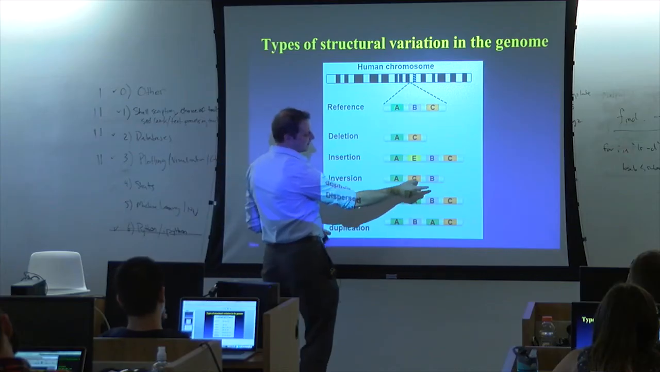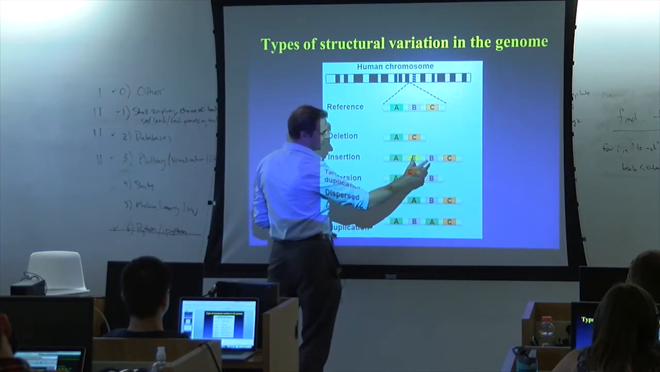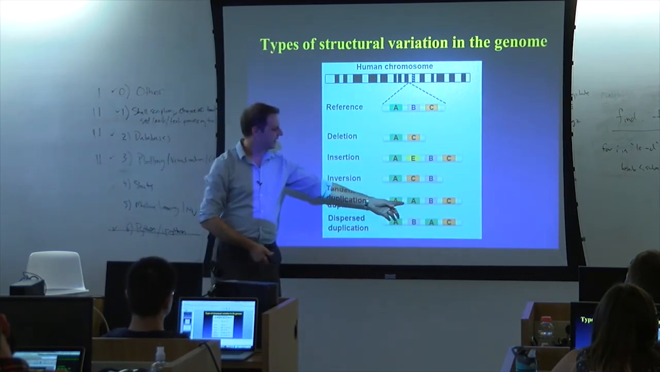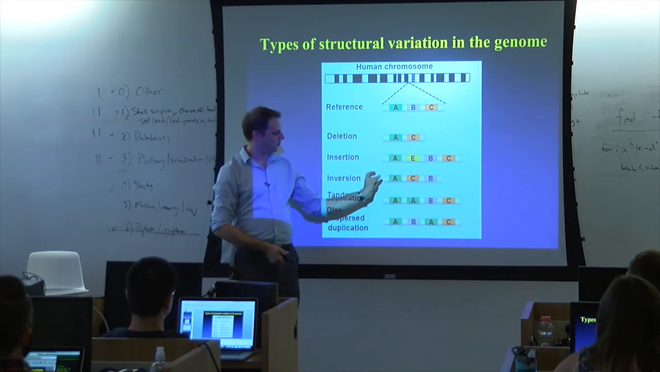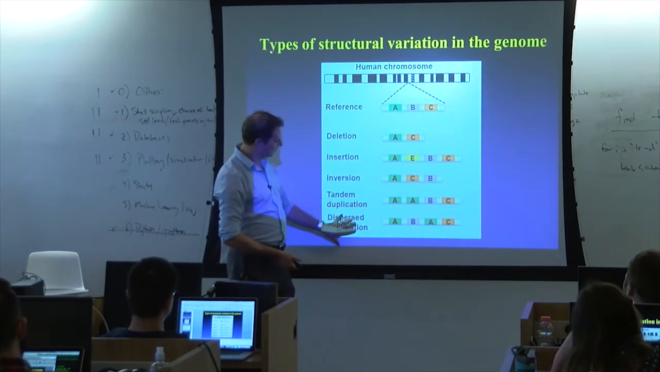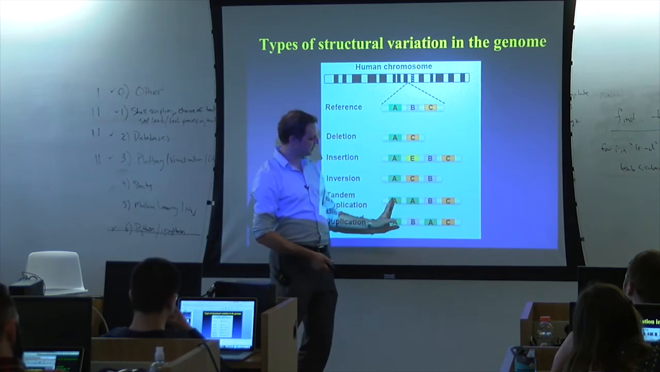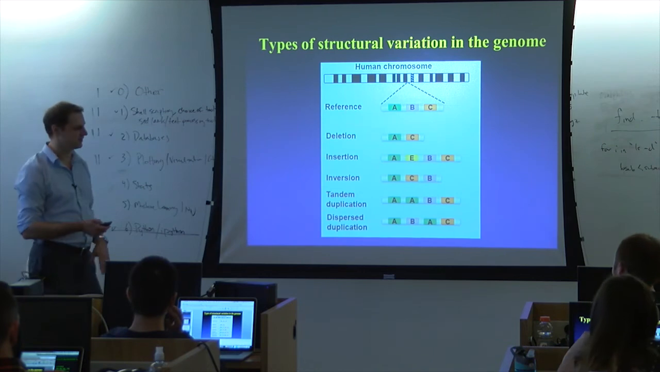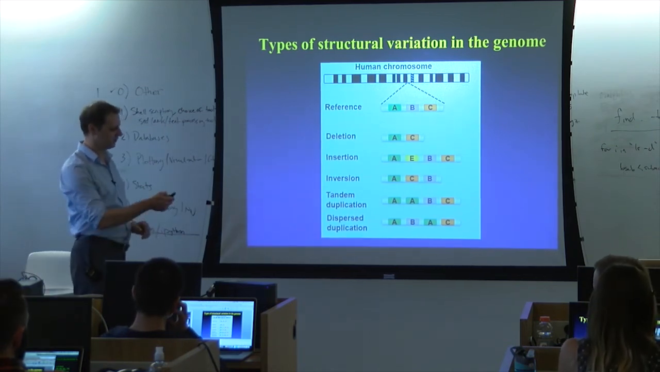Some places in our genomes have an inversion, where we don't gain or lose anything, but the orientation is flipped. We also have things like tandem duplications, where something will get repeated. And this is maybe a more minor class, but where you have a duplication, a copy gets put somewhere else in the genome. This is like the genesis of segmental duplications I referred to earlier.